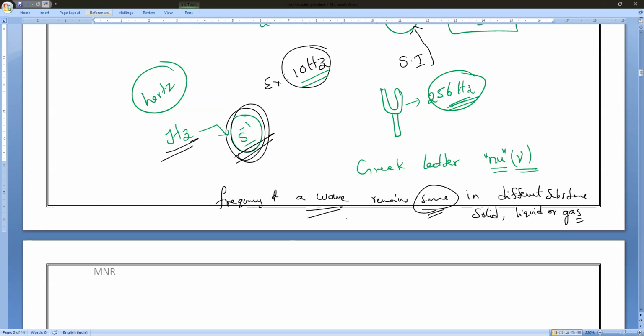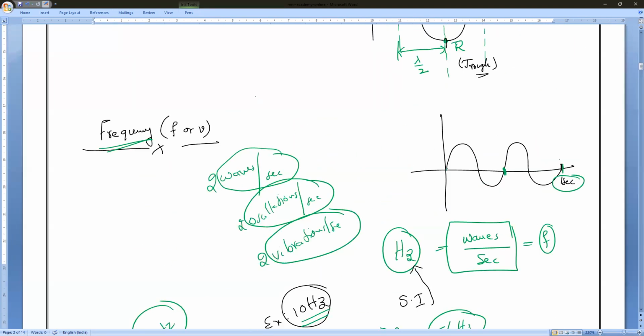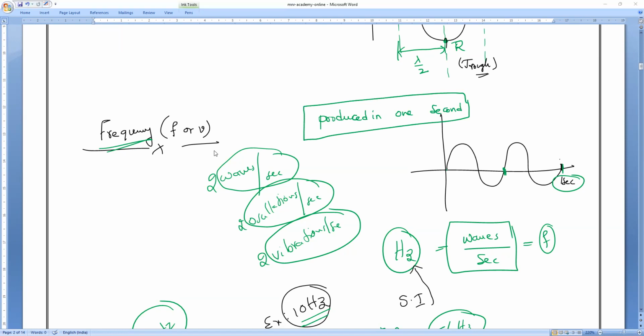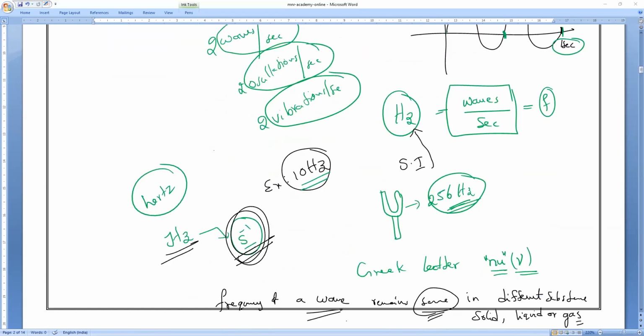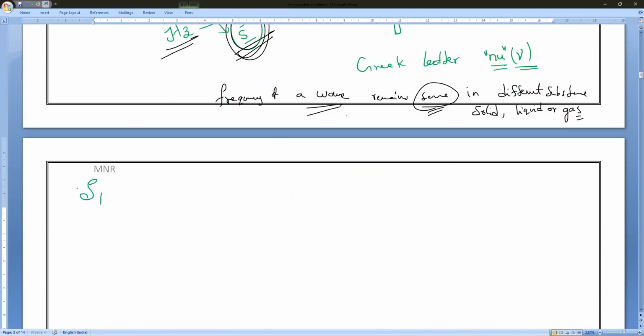So what does hertz mean, right? Frequency is defined as the number of complete waves, or oscillations, or vibrations, produced in how many seconds? 1 second. Produced in 1 second. That is what we call frequency. Clear, everyone? All of you? Yes, sir.